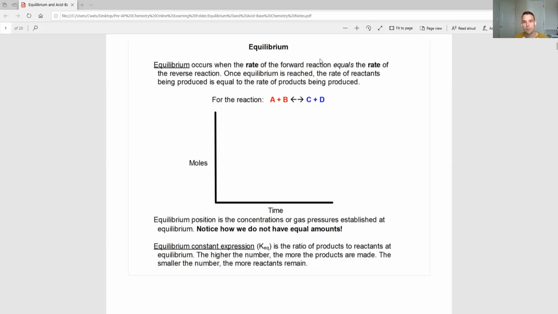Today we're going to start this last unit that we would be doing in class, and that's going to be on equilibrium and acids and bases. So we're going to start off with equilibrium. It says equilibrium occurs when the rate of the forward reaction equals the rate of the reverse reaction.